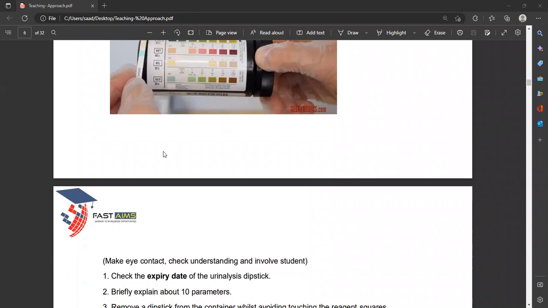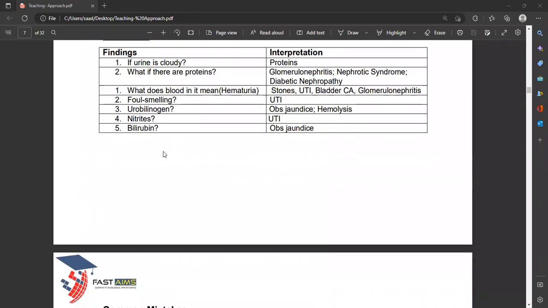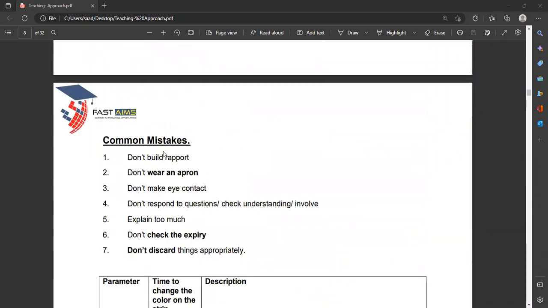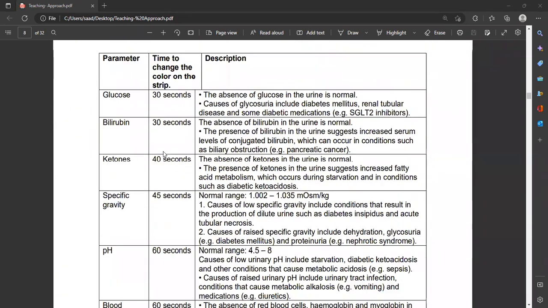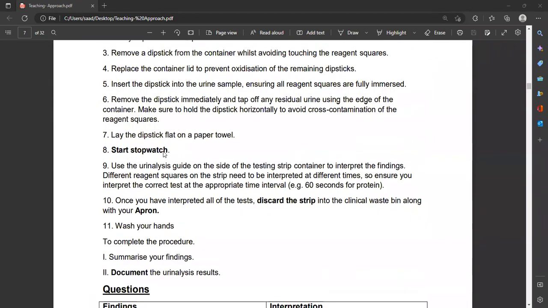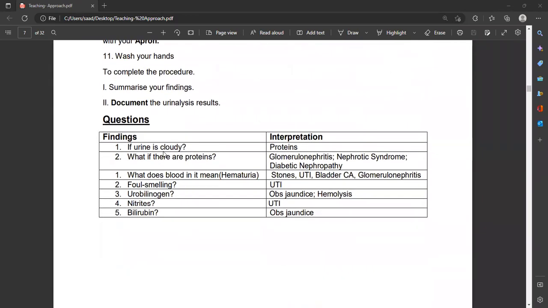And there's a possibility of other questions. I have made questions. Okay, these are the questions he might ask you. If urine is cloudy, that indicates protein. What if there are proteins? There are certain conditions in which the urine has proteins, such as glomerulonephritis, nephrotic syndrome, diabetic nephropathy. What does blood in it mean? Stones, UTI, bladder CA, glomerulonephritis, and also urobilinogen, nitrates, bilirubin.